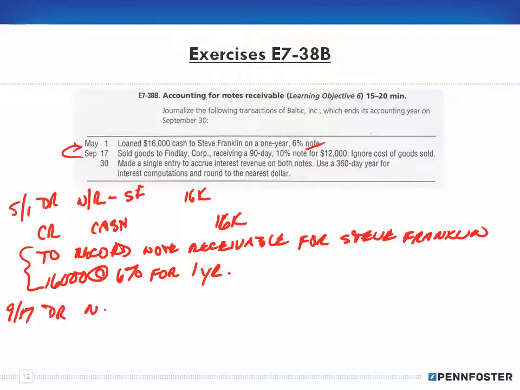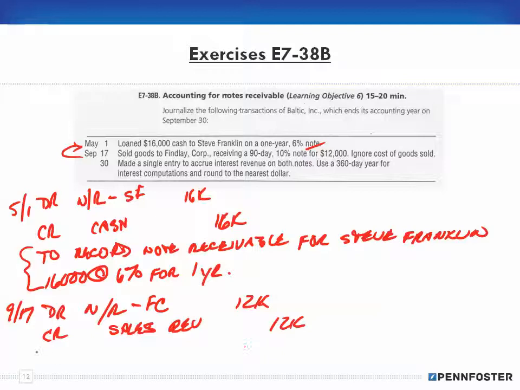So I debit notes receivable, and I'll just write FC for Finlay Corp, in the amount of $12,000. And then I'm going to credit. So what am I doing? I'm selling goods, so I'm going to credit sales revenue for $12,000.